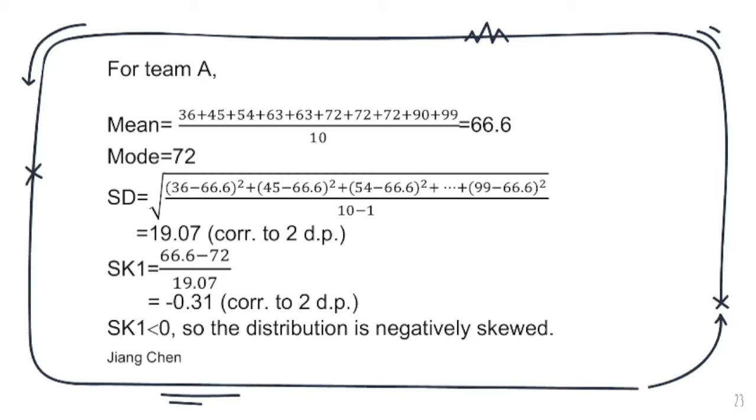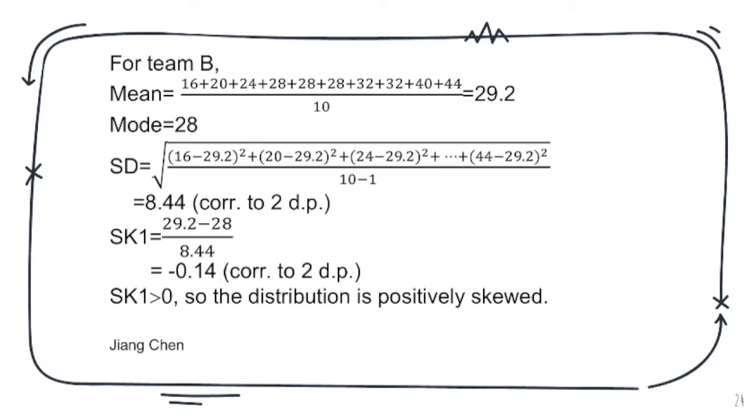So we can calculate the SD for Team A, as the following picture shows, which is approximately equal to 19.07. Finally, the SK1 for Team A, as in the picture, is approximately equal to minus 0.31, which is below 0. So the distribution for Team A is negatively skewed.